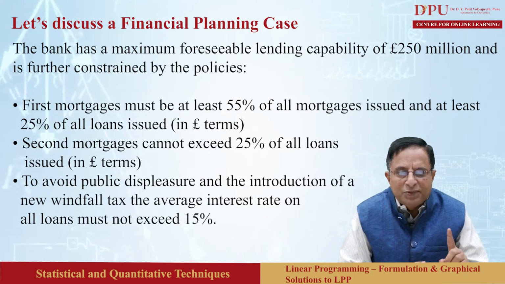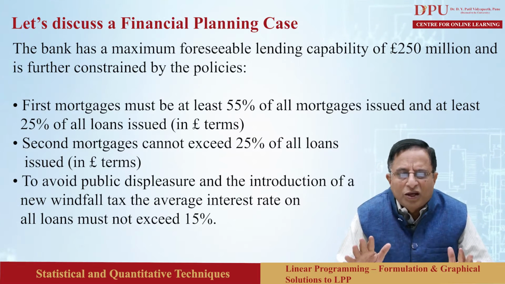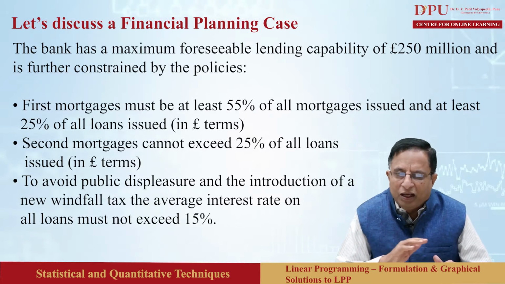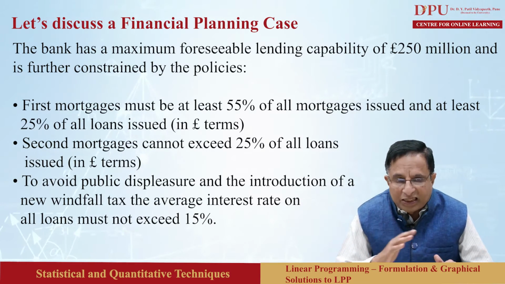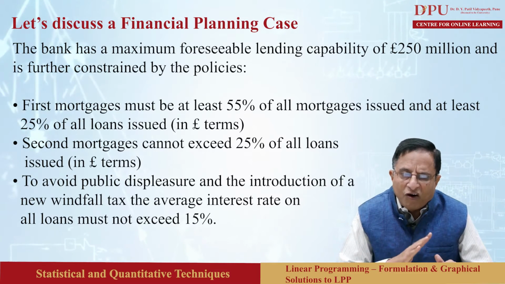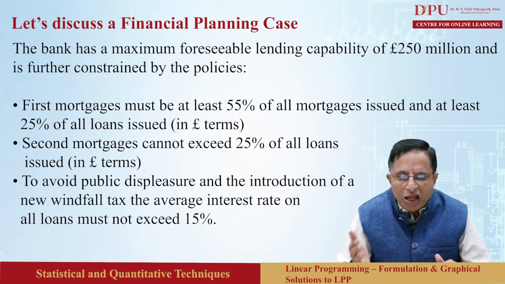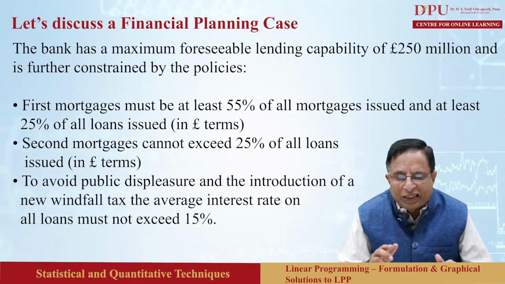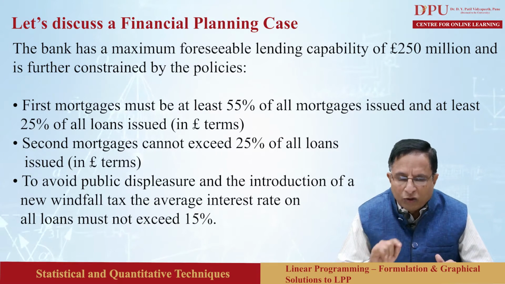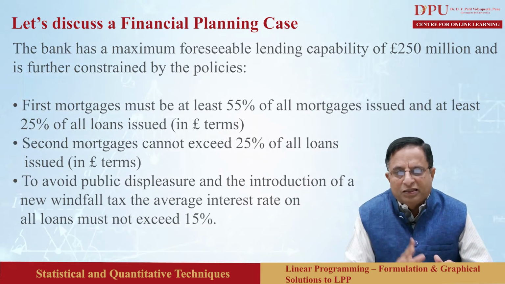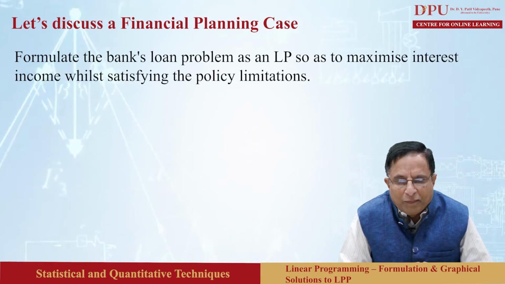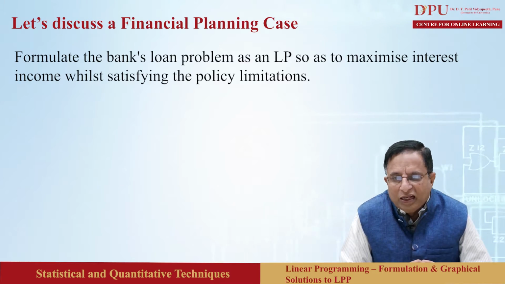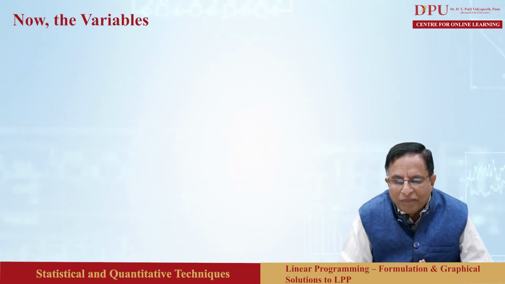The first mortgage must be at least 55% of all mortgages issued and at least 25% of all loans issued in terms of dollars. Second mortgage cannot exceed 25% of all loans issued in terms of dollars. To avoid public displeasure and the introduction of a new windfall tax, the average interest rate on all loans must not exceed 15%. Formulate the bank loans problem as an LP so as to maximize the interest income while satisfying the policy limitations. Now, the variables.